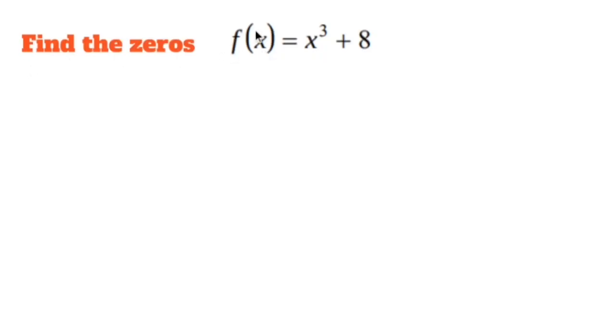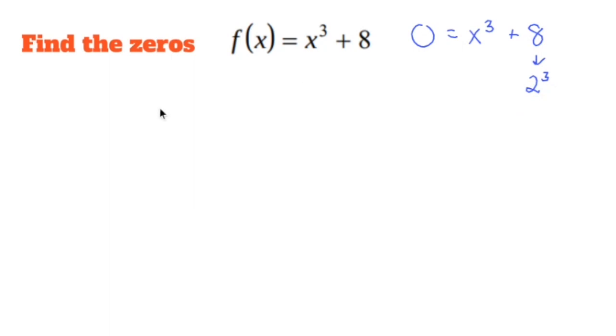Find the zeros of f of x equals x cubed plus 8. Now, find the zeros means, let's just set this up like this: 0 equals x cubed plus 8. Now, x cubed plus 8 should look familiar to you. x cubed is a cube. 8 is also a cube, it's 2 cubed. So what we have is a sum of cubes.